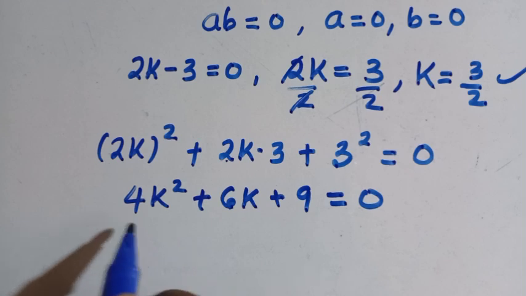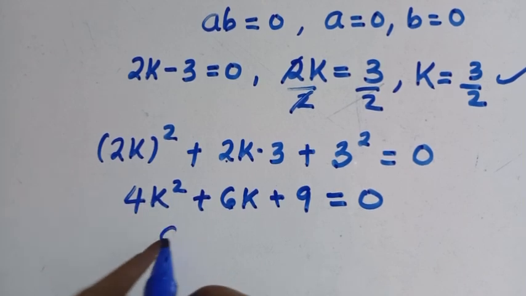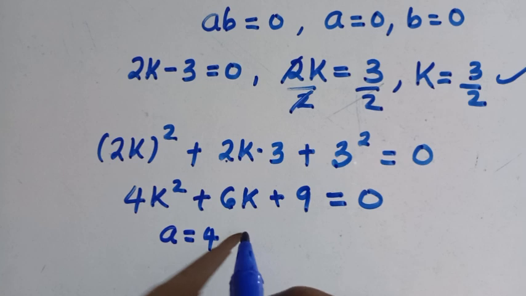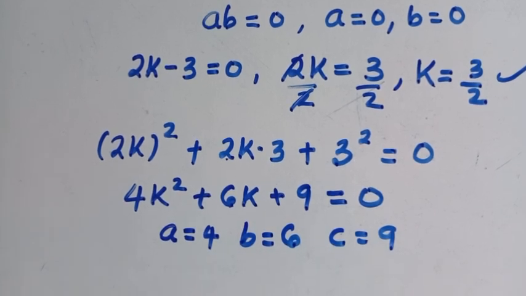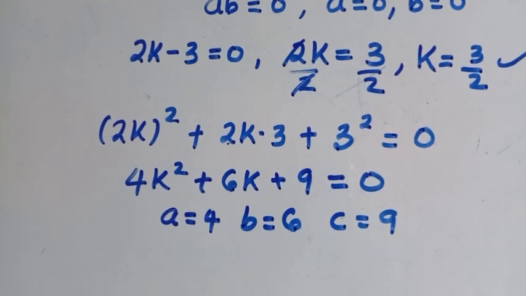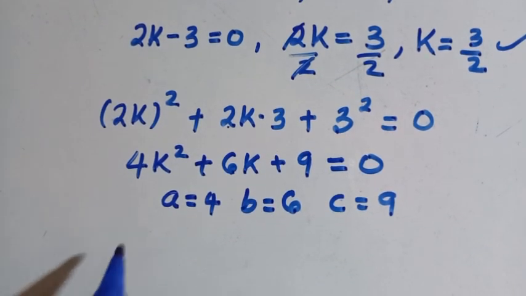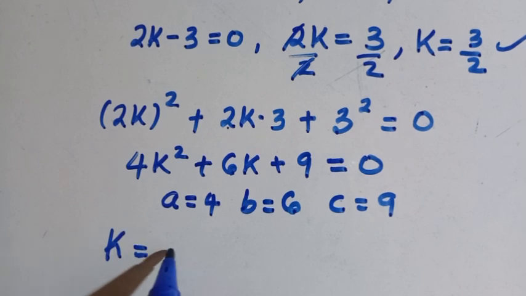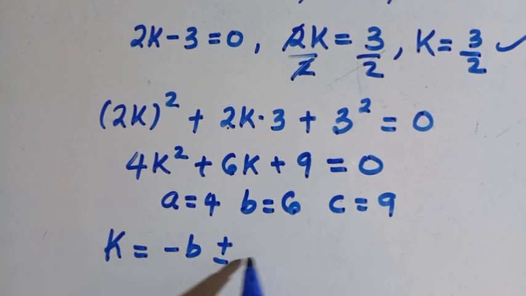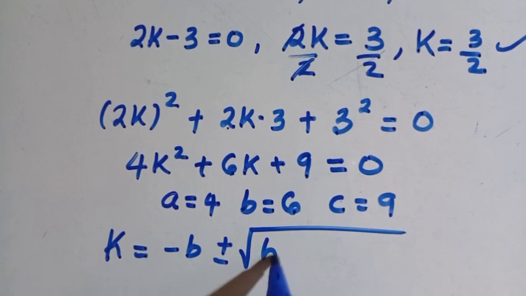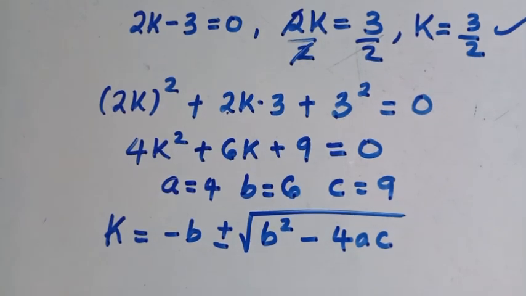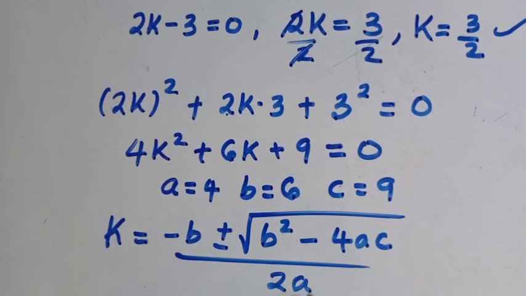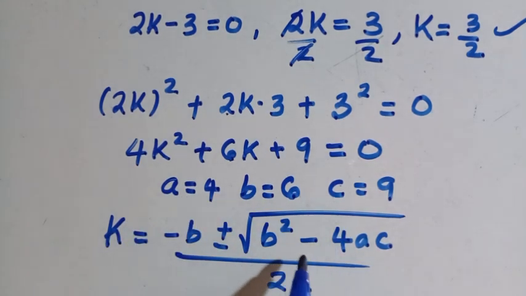So here is what we are going to need. We need the coefficient of k squared, which is a. I will consider it as 4. We have b here, which is 6, and we have c, which equals 9. Then we are going to insert this in the quadratic formula, which is k equals minus b plus or minus the square root of b squared minus 4ac, divided by 2a.